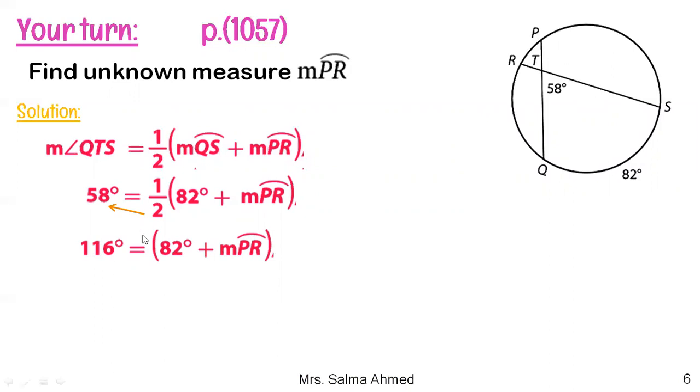I'm going to move 82 to the other side with a negative sign. So it will be 116 minus 82, which gives me the measure of arc PR. By subtracting these two numbers, it will be 34. So the measure of arc PR will be 34 degrees.